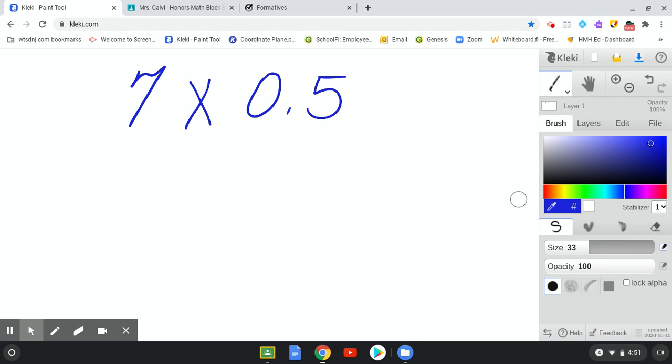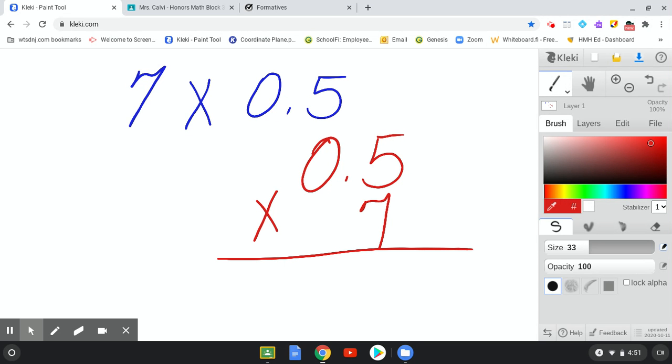Quick review on multiplying decimals. So we have 7 times 0.5. Whenever I multiply, I want to put the number that has the most digits at the top. Okay, so 0.5 times 7. Okay, 7 times 5 is 35. 7 times 0 is 0, plus 3 gives me 3.